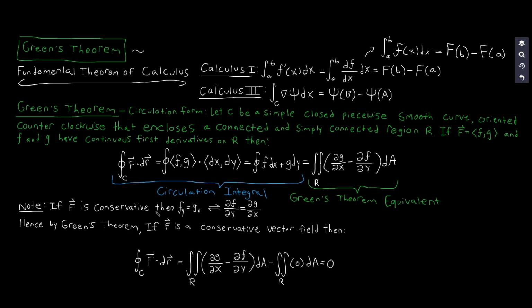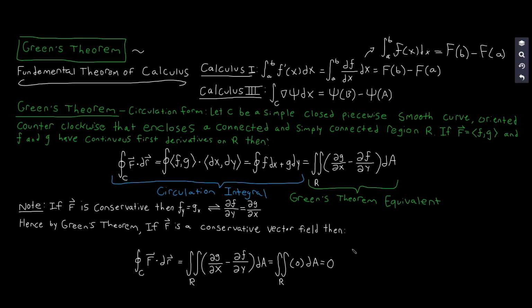But if vector F is continuous, then the partial derivative of F with respect to y equals the partial derivative of G with respect to x. Hence, by Green's theorem, if vector F is a conservative vector field, then such is true, and this is just showing that it's going to equal 0. So if vector F is conservative, then our result will be 0 when we investigate the Green's theorem equivalent.